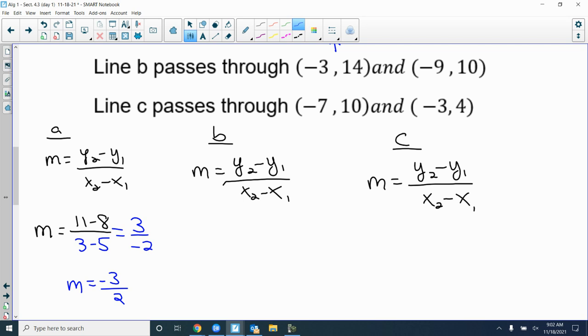So those of you who didn't do A, write that down. The slope for A is -3 halves.